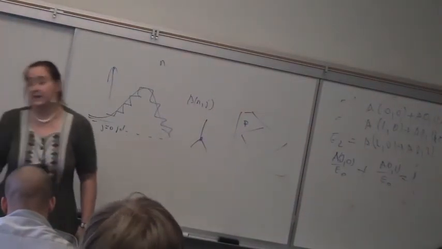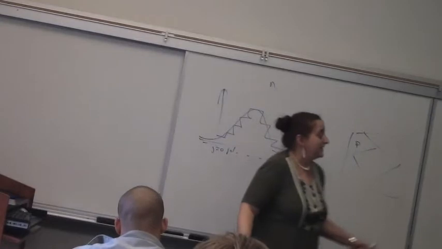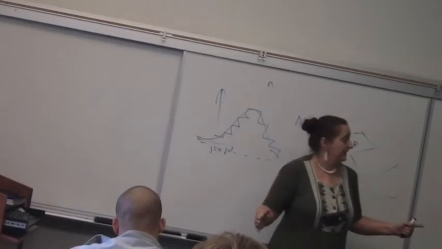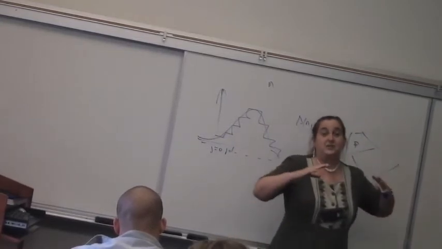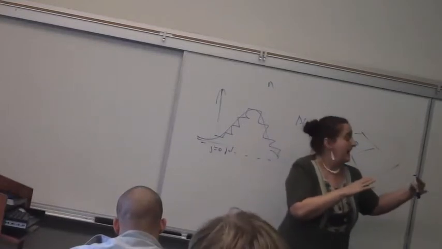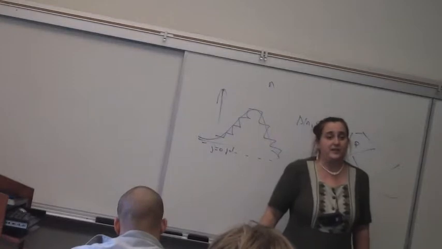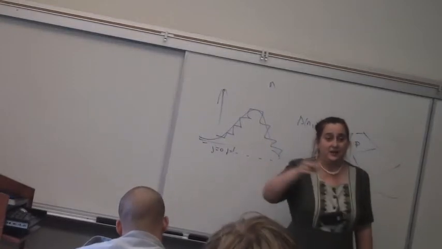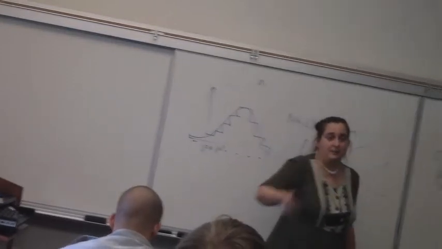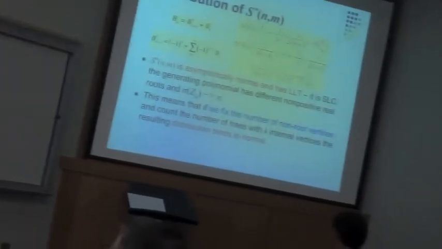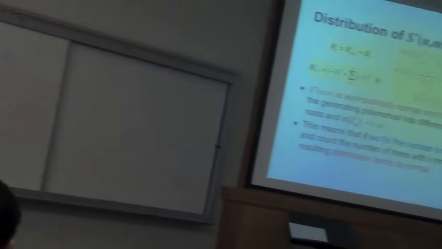What does this mean? This means that if we fix the number of non-root vertices, so the trees that I'm interested in have the same number of vertices, and count the number of trees with k internal vertices, so k is my variable that changes and the total number of vertices is fixed, and make this picture with the counts, it will tend to normal.